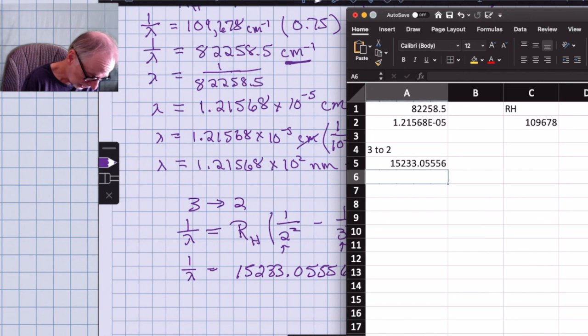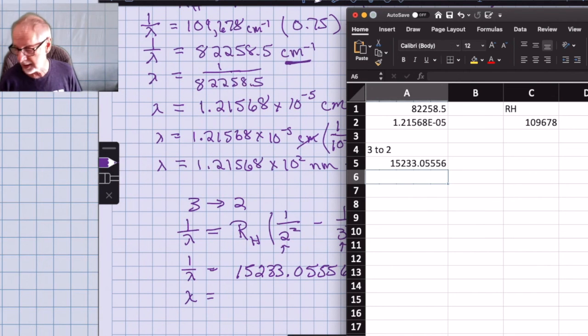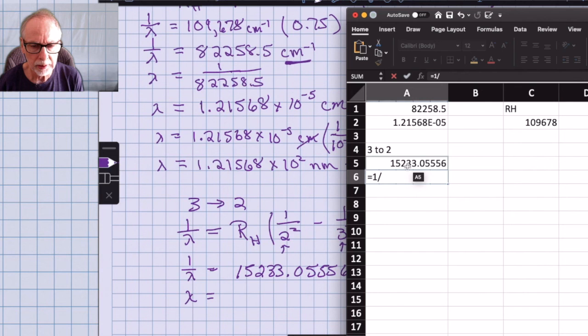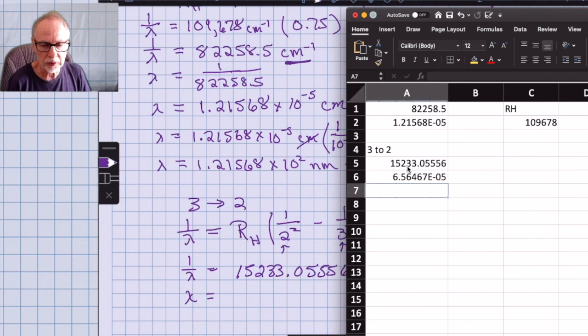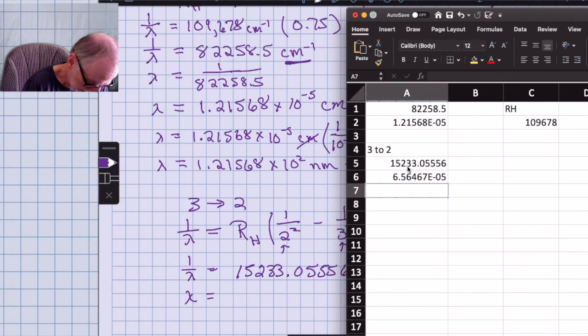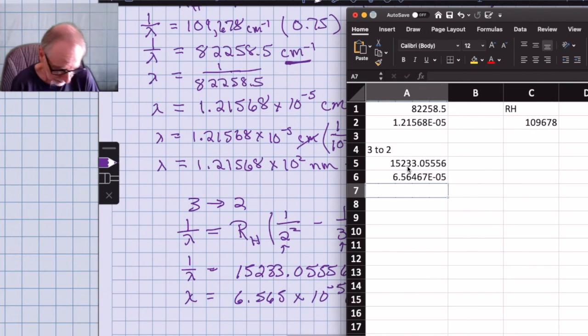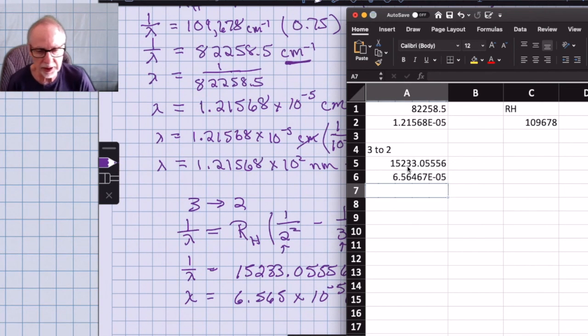So now we're going to go ahead and take the reciprocal of that. We're going to do that the same way we did before. And just hit enter. And there we have our number, which is 6.56, I'm just going to round off here, times 10 to the minus 5 centimeters, right? And using the same thing, doing it the same way here.